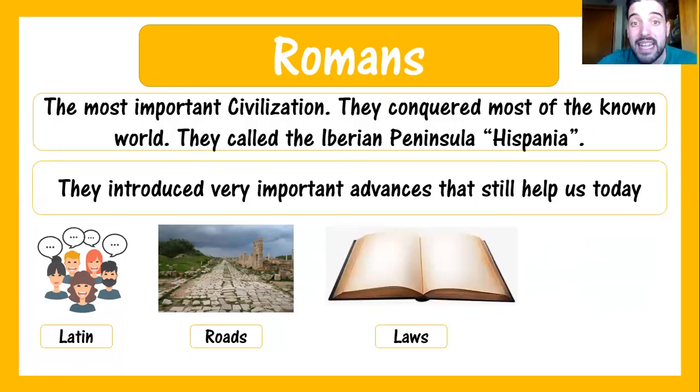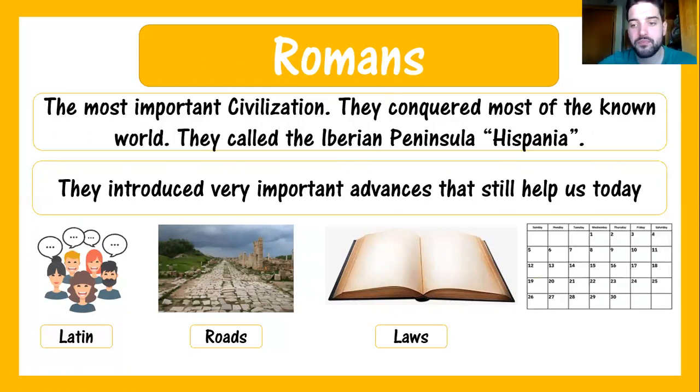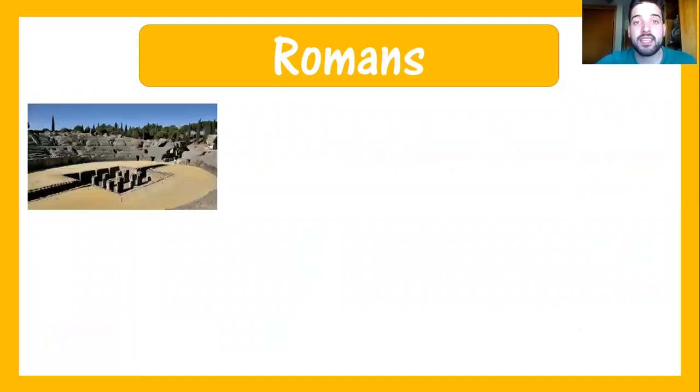Also, the laws, las leyes. The Roman laws were very important, and in many countries, like in the United States, the laws are based on the ancient Roman laws. So imagine how intelligent they were. And finally, the calendar. The modern calendar was an invention from the Romans. Interesting, right? These Romans were in the Iberian Peninsula, in Spain, for a long time, so we can see remains of the Roman Empire.